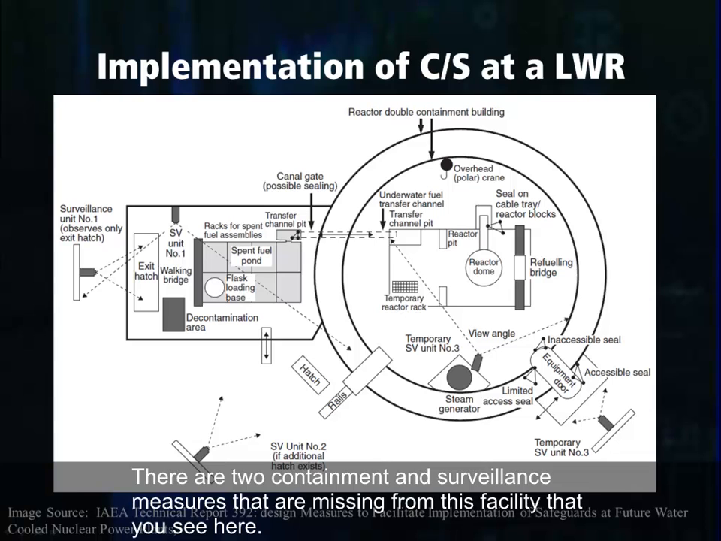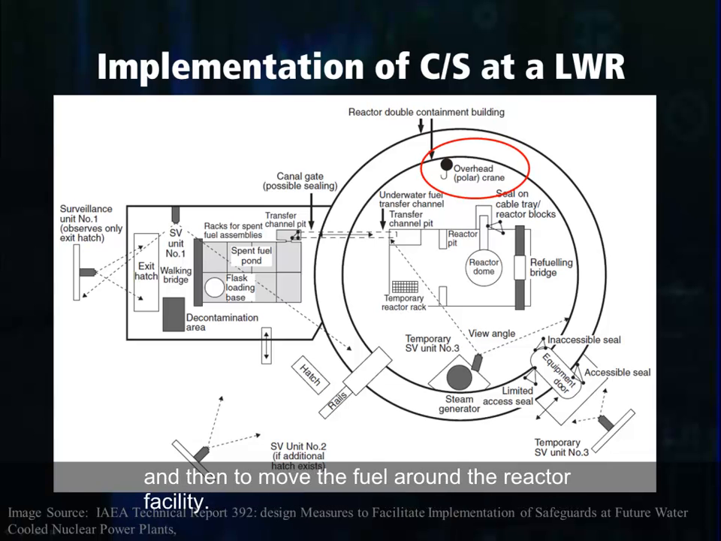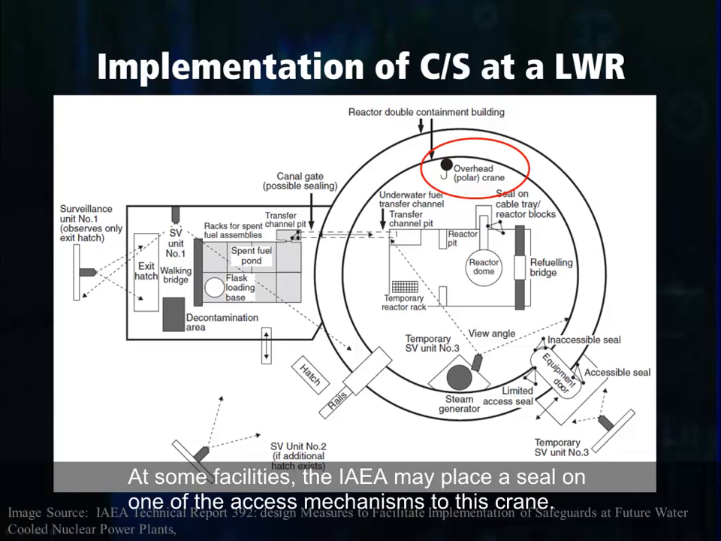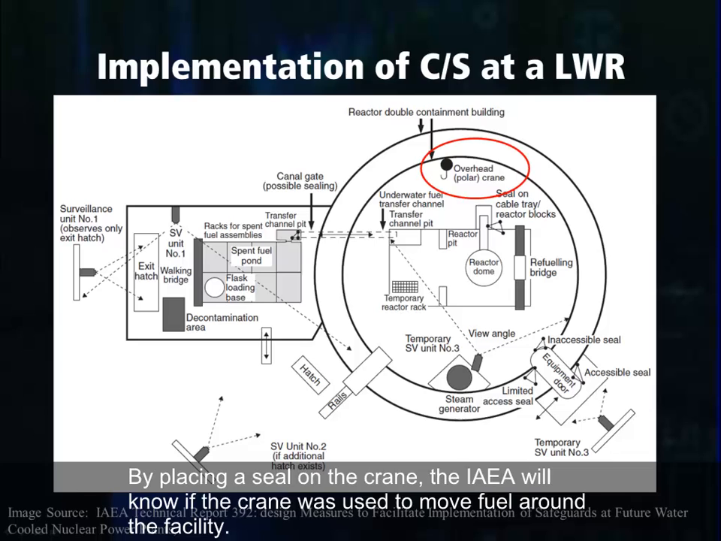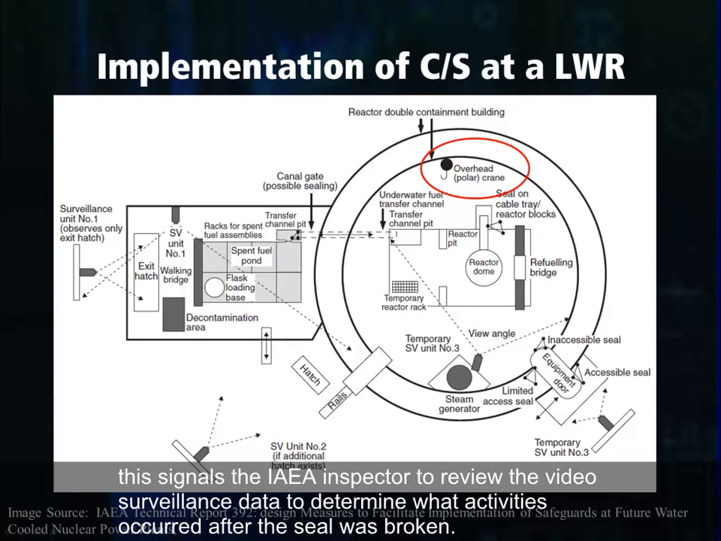There are two containment surveillance measures that are missing from this facility that you see here. As you can see at this facility, there is an overhead crane that is used to remove fuel from the reactor core and then to move the fuel around the reactor facility. At some facilities, the IAEA may place a seal on one of the access mechanisms to this crane. By placing a seal on the crane, the IAEA will know if the crane was used to move fuel around the facility. If the seal is broken when the IAEA inspector comes to the facility, this signals the inspector to review the video surveillance data to determine what activities occurred after the seal was broken.